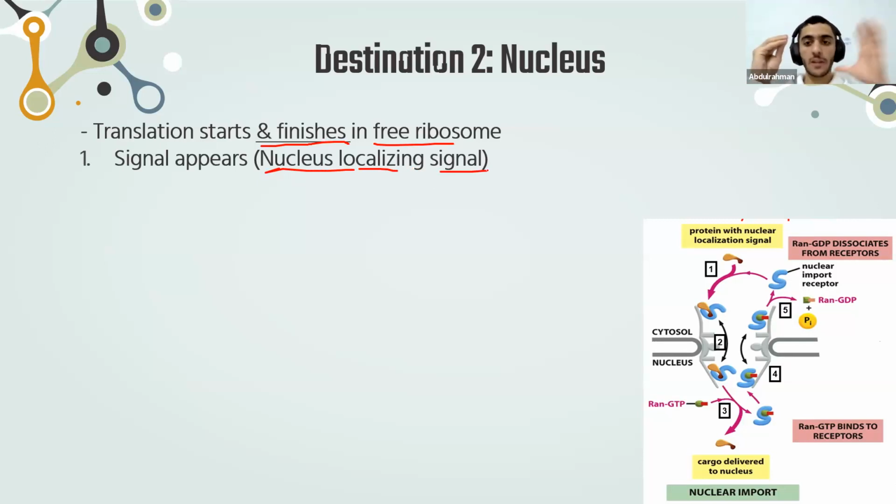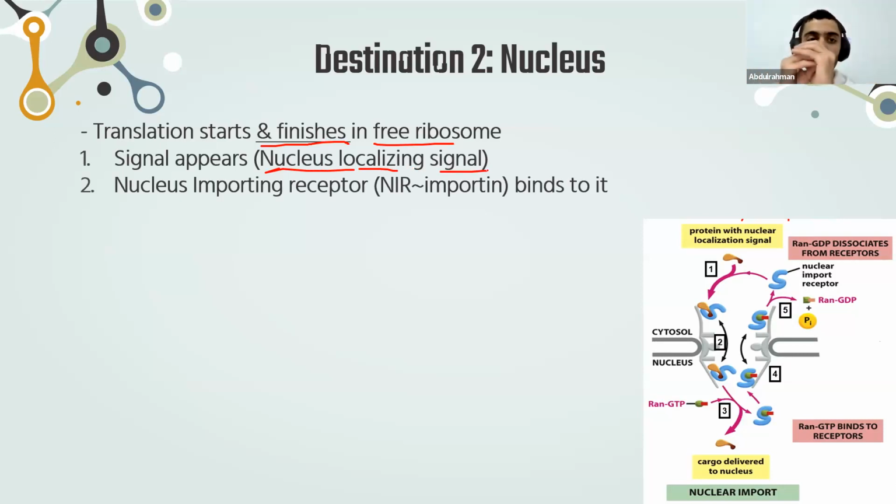So we got the signal. The next thing we'll need is the receptor for the signal. So what do we call this receptor? Nucleus importing receptor, or NIR, or importin. What does it do? It imports this protein that was made for the nucleus. So it imports into the nucleus, and this is why it's called nucleus importing. Okay, so we got the nucleus, we got the protein, we got the signal. So the signal is, we got the protein signal, and we got the receptor for the signal.